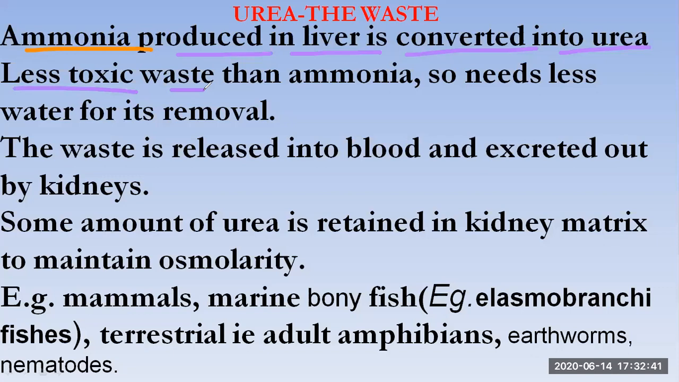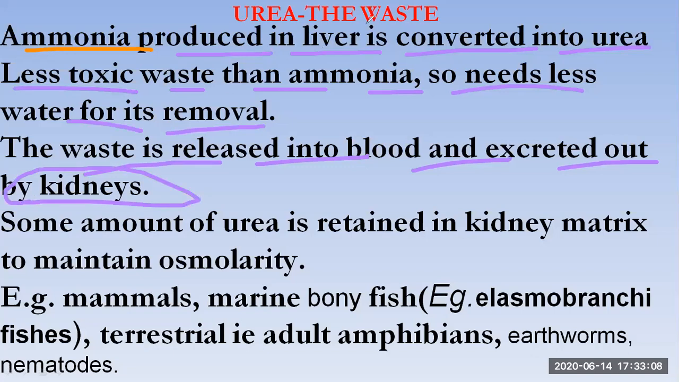Okay. So here they have given, ammonia produced in the liver but converted into urea. And if you check the toxicity of the urea, it is less toxic than ammonia, and so needs less water for its removal. I had already told maximum solubility, readily soluble ammonia, then urea, then uric acid. So the waste is released into the blood and excreted out by the kidney. We know very well we have a pair of kidneys which are involved in the filtration as well as removal of the excretory substances.